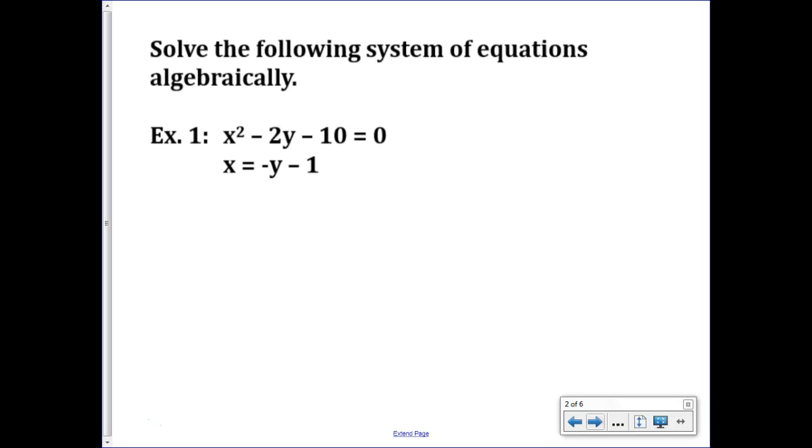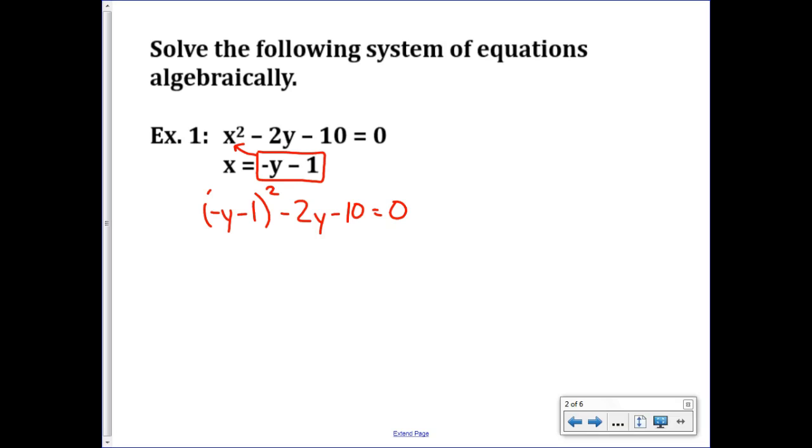So in order to do this, the first thing I would look at is trying to get a variable isolated to plug in and use substitution here. And it looks like we already have our x value isolated. Our x value happens to be equal to negative y minus 1. So I'm going to plug that in to that x value right there. So I have negative y minus 1, that whole quantity gets squared, minus 2y minus 10 is equal to 0.